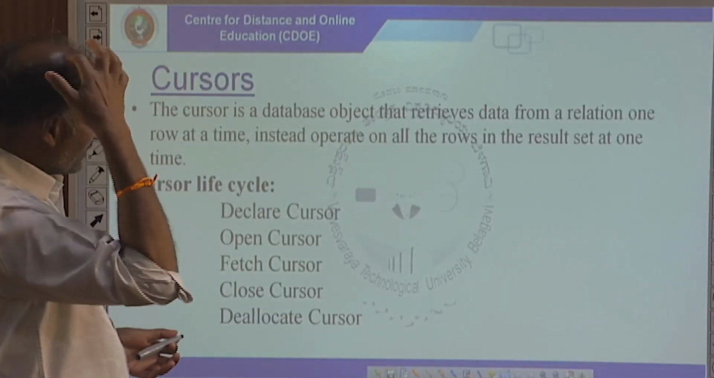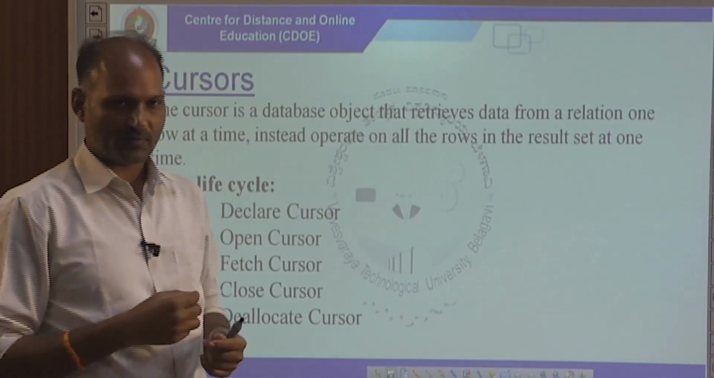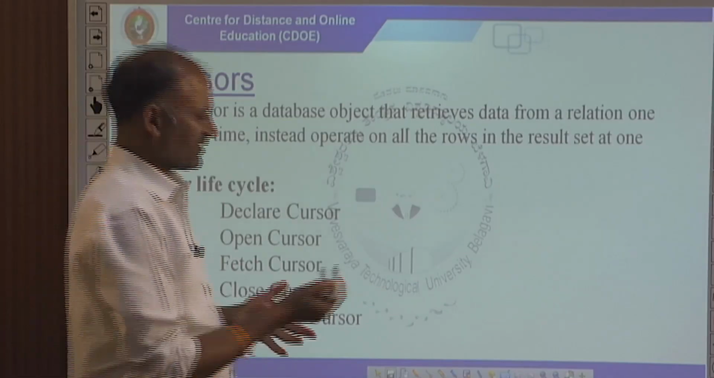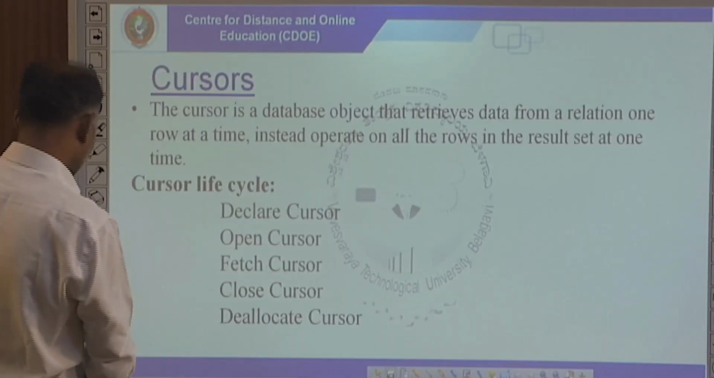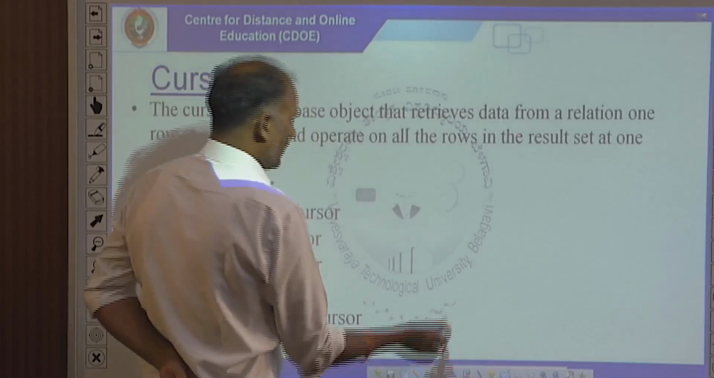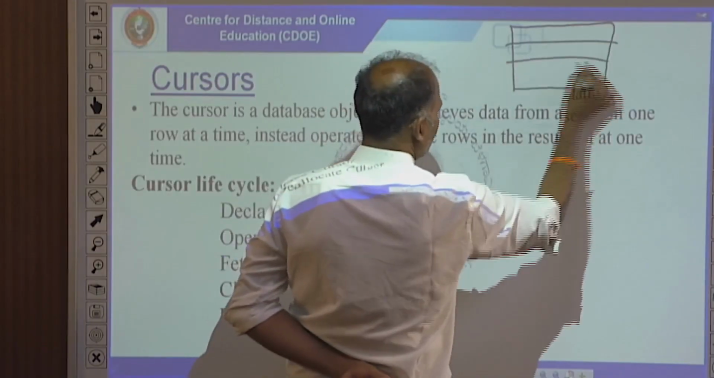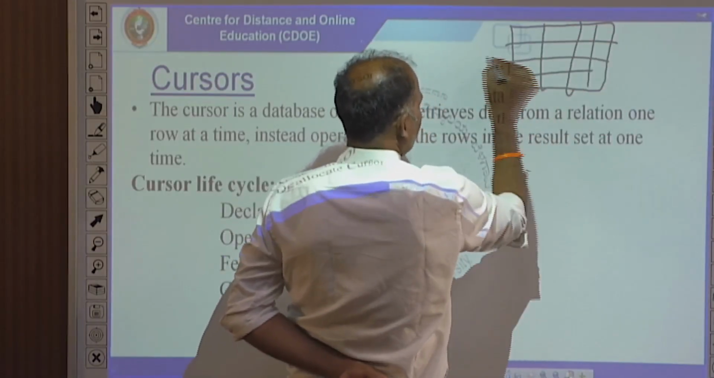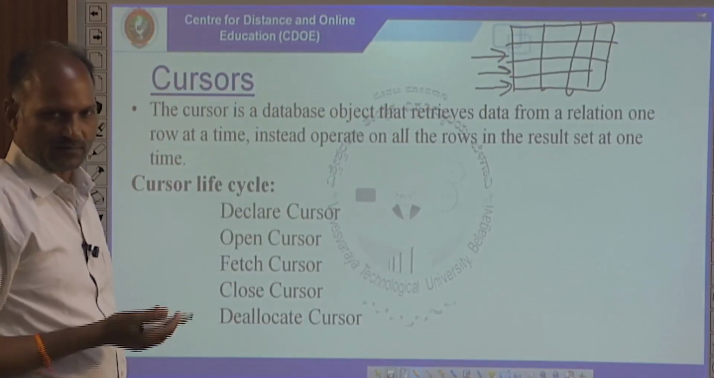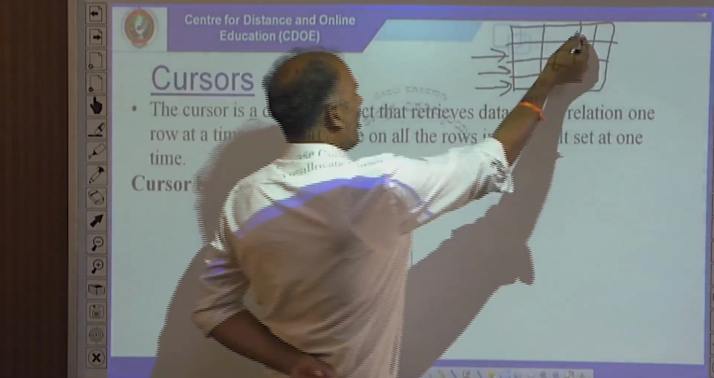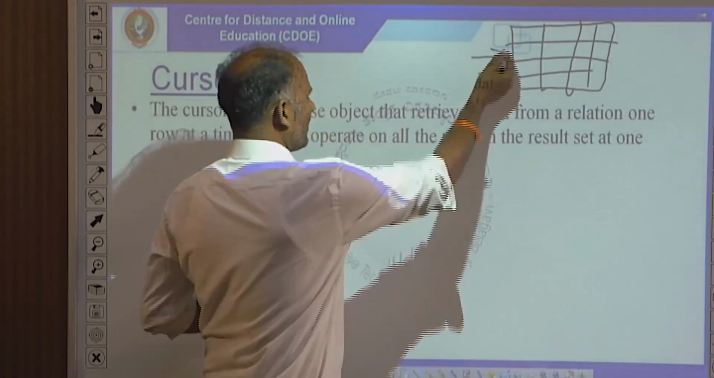Next are cursors. Whenever you want to perform a row-wise operation, as we know, a table consists of a set of rows, called tuples. If I want to perform a row-wise operation, instead of performing an operation on complete rows or a set of rows, then we go for a cursor.